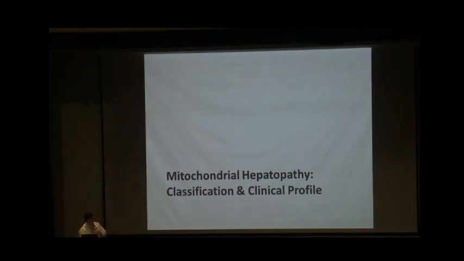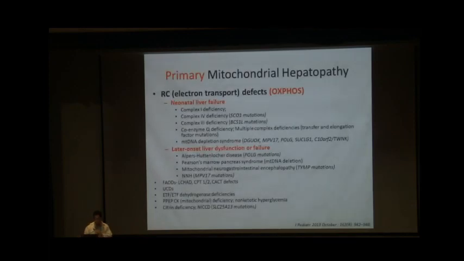So coming to mitochondrial hepatopathy as such, what is the classification and the clinical profile? We try and divide them into two different categories, the primary and the secondary ones. Primary means these are the primary genetic disorders of mitochondria. The most common ones as a hepatologist are the electron transport defects, in which you have a neonatal liver failure kind of syndrome, the complex deficiency of the electron transport chain, or the depletion syndromes.